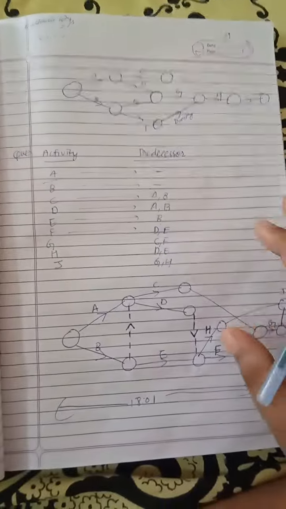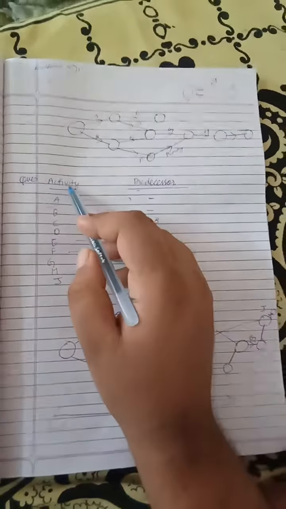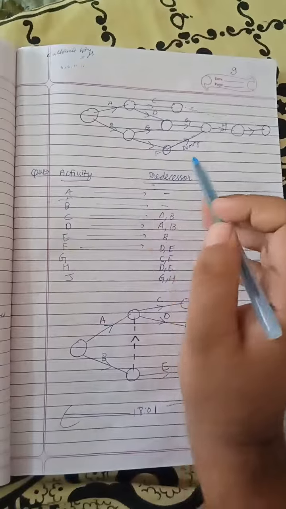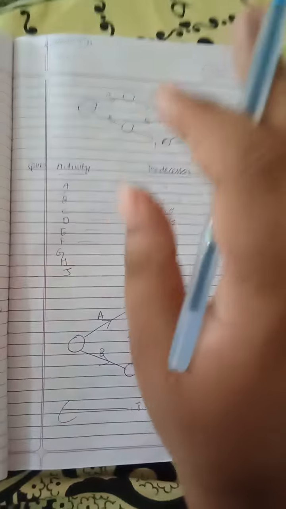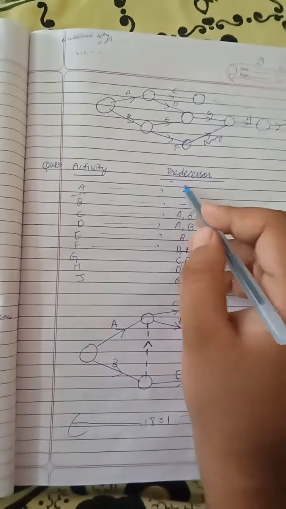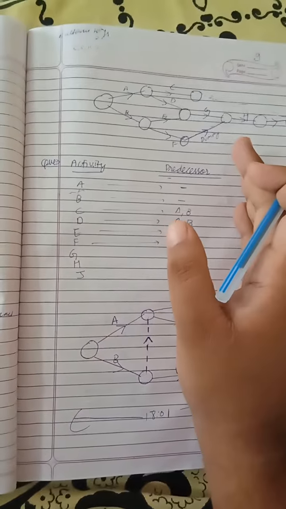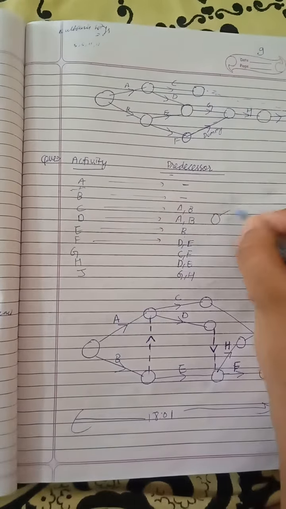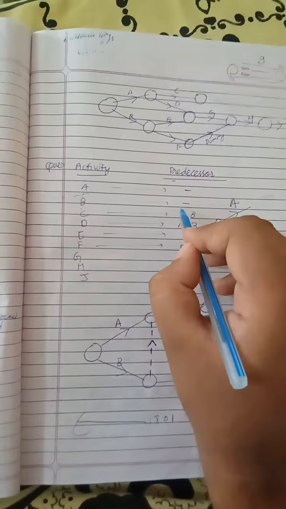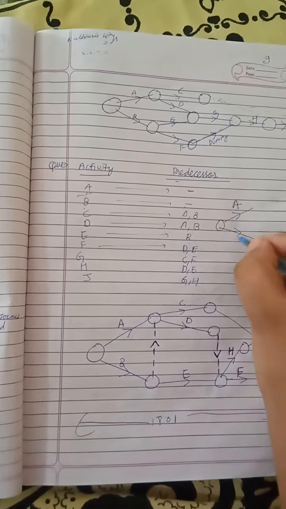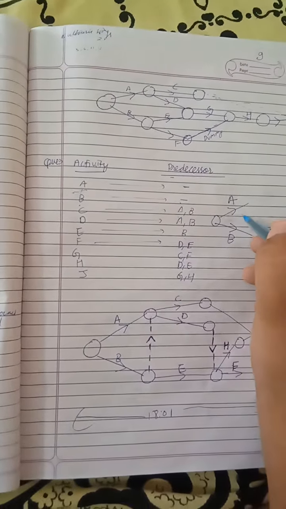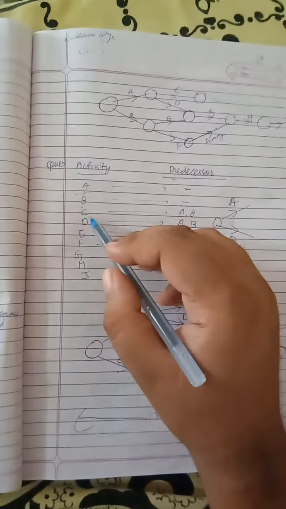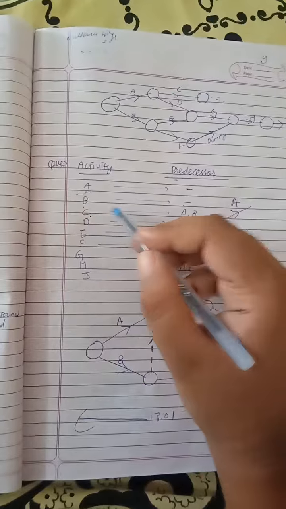One question I will do on how to draw a network diagram. Activities A, B, C, D, E, F, G, H, I, J with their predecessors. Now go step by step. Activity A has no predecessor, means A is the starting point. So A will start. B also does not have any predecessor, means B is also a starting point. Now activity C has predecessors A and B, means A and B should complete so that activity C can start. But don't worry.